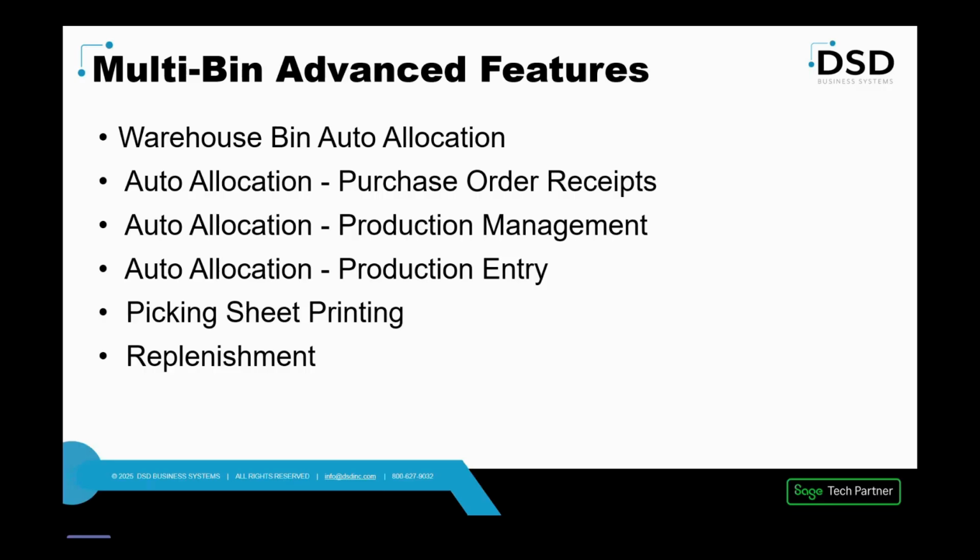For the advanced features, we have warehouse bin auto allocation, and then auto allocation in the following data entries: PO receipts, production management, production entry, and then we'll be covering the advanced features in picking sheet printing and replenishment.